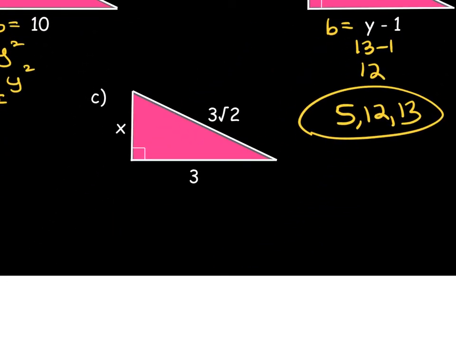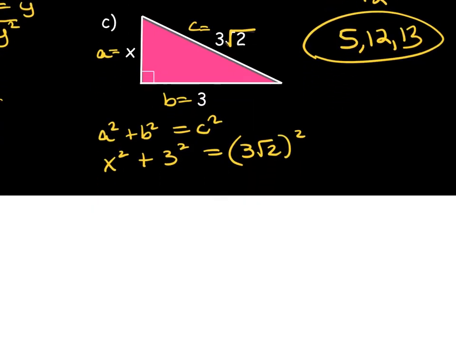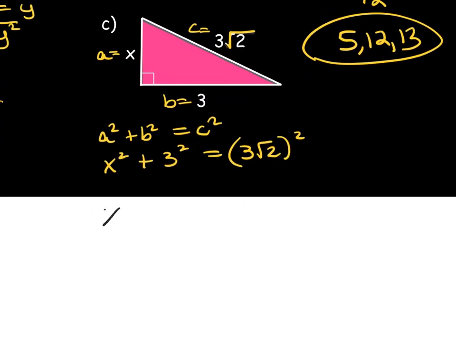Okay, C's down here. Now this is the square root of 2 that's here. Let's see, square root of 2. So again, this could be A, this could be B, and this is my C. So A squared plus B squared equals C squared. So x squared plus 3 squared equals 3 square root of 2 squared. So let's square each piece. So this becomes x squared plus 9.